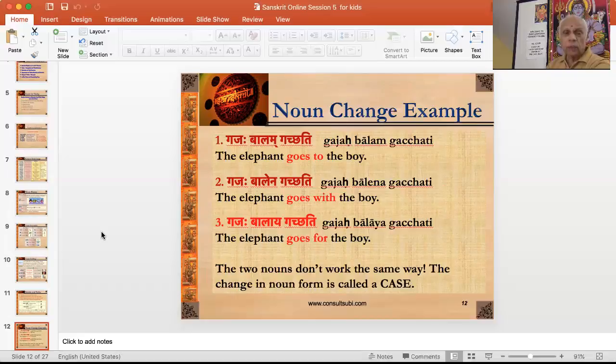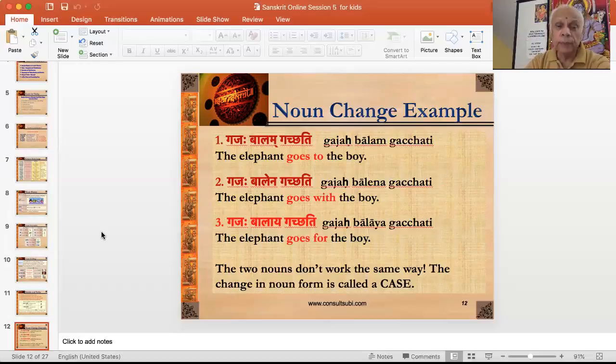Second one, you see, gajaha balena gacchati. Gajaha and gacchati are remaining the same. Gaja is elephant, gacchati goes. But balena means goes with the boy. You see the difference? Gajaha balena gacchati. Bala is a word referring to the boy. But balena means with. When you say gajaha balena gacchati, the elephant goes with the boy.